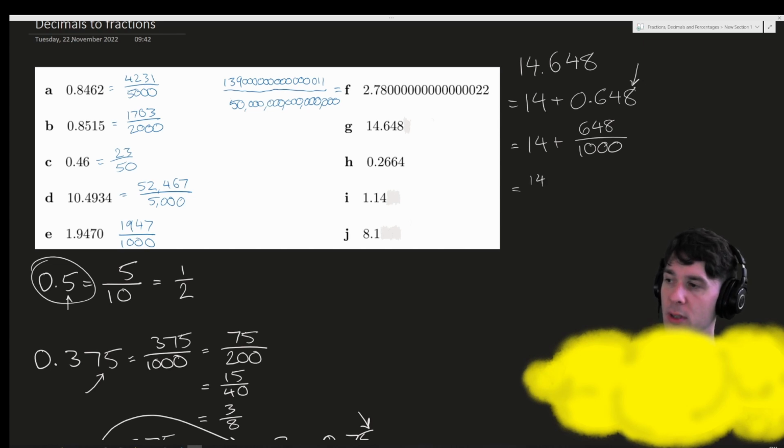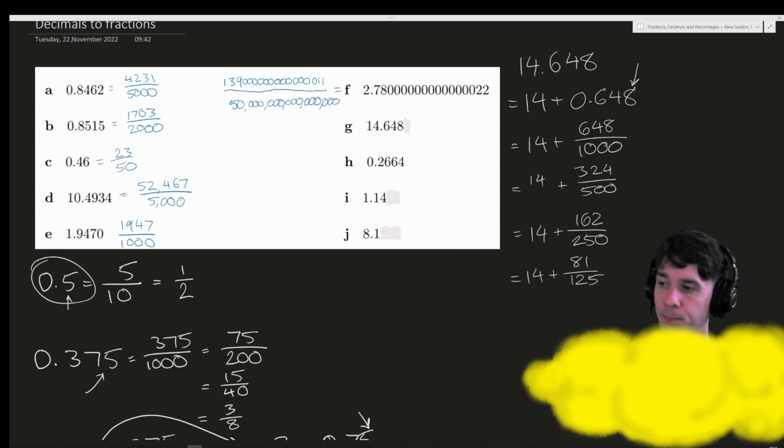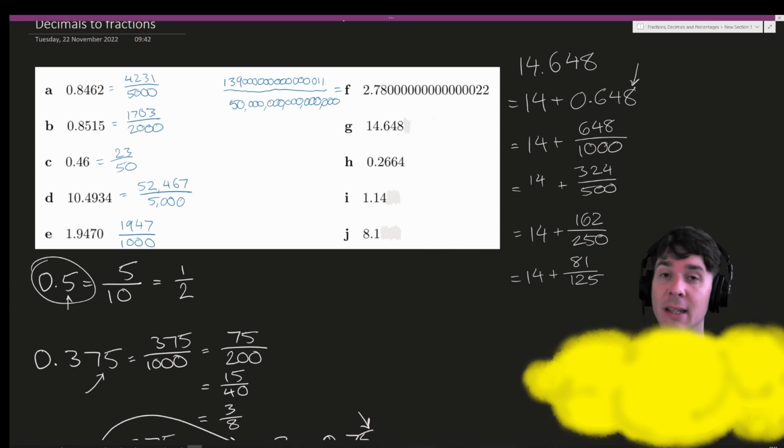It becomes 14 plus 324 over 500. We can simplify that further. 14 plus 162 over 250. We can simplify it further. It becomes 14 plus 81 over 125. Now, our final answer is therefore 14 and 81 125ths.